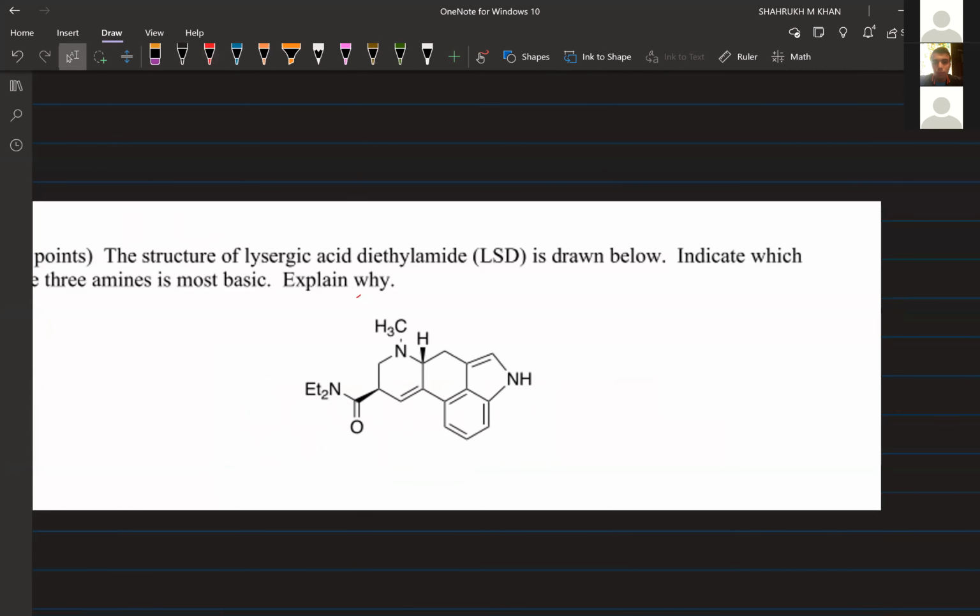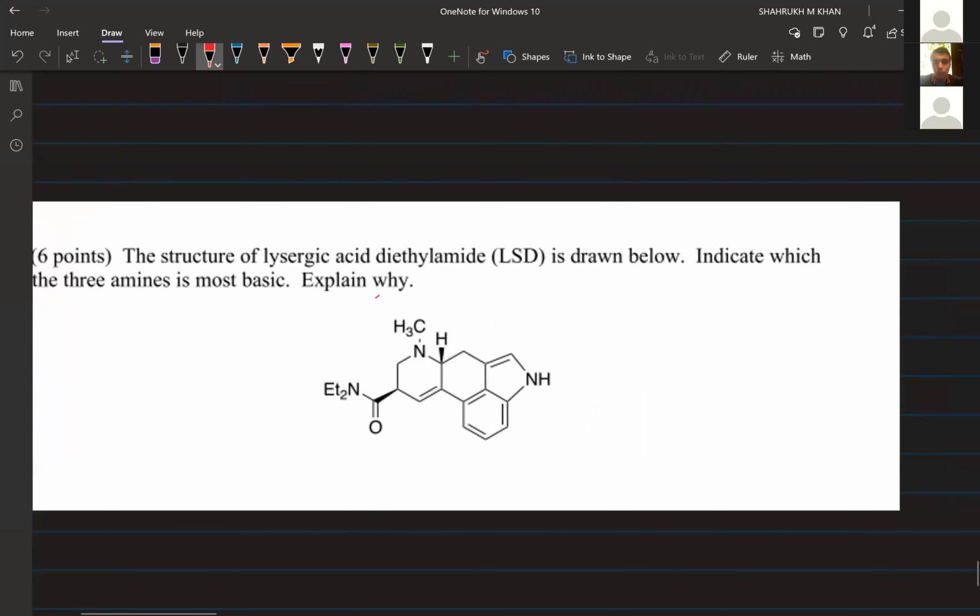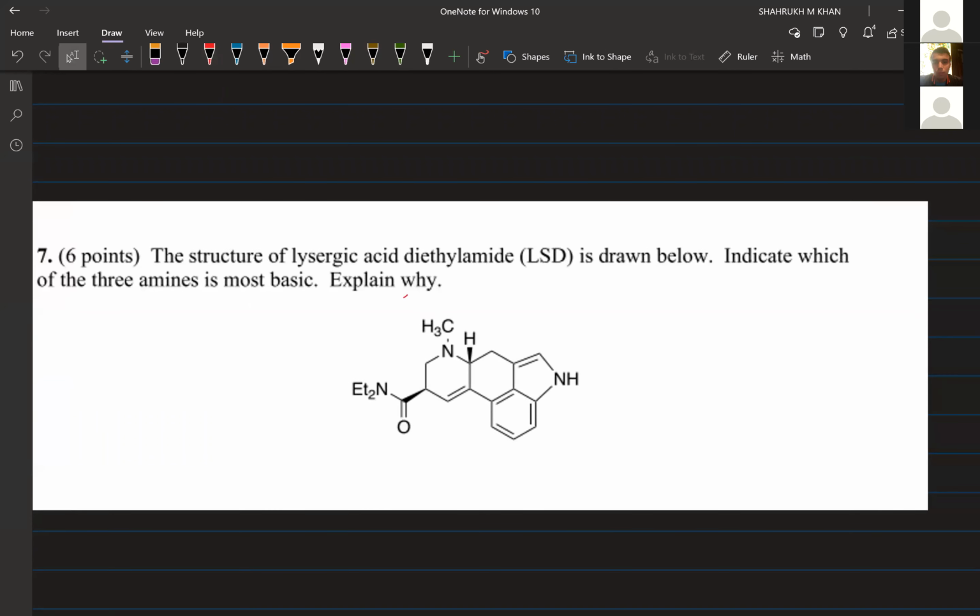So the structure is drawn below, indicate which of the 3 amines is most basic. I'm pretty sure we did this on Saturday, but just for the sake of doing it, we'll do it again. Technically you have 2 amines and an amide. It's fine, which I guess maybe you meant to write nitrogens. So you have this nitrogen, you have this nitrogen, and we'll call this A, B, and C. You guys tell me which one it is. B, and hopefully everyone gets it at this point.